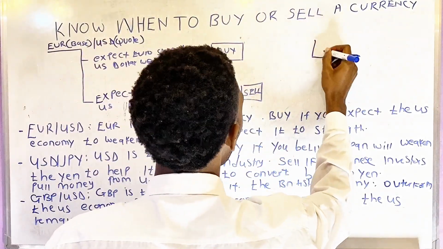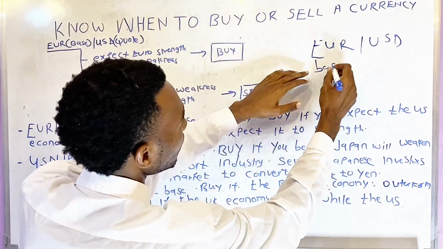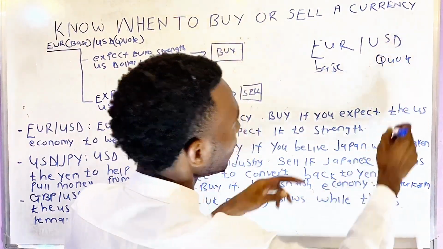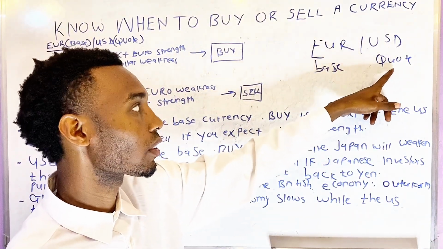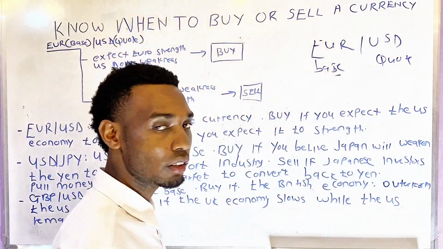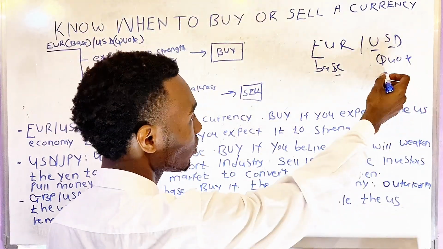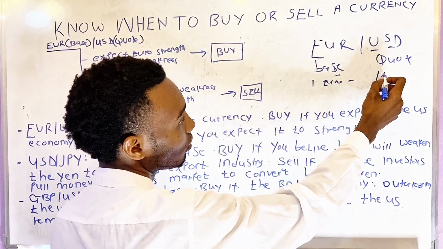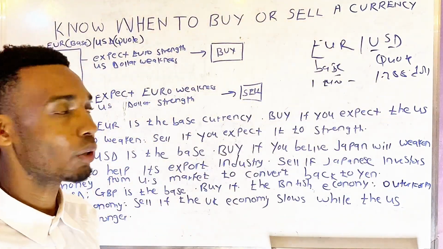Now there is this Euro and USD. This one is the base, and this one is the quote. The base determines the price that you're going to pay when buying. Like we saw in our last video, you see the pricing of this one from one. If you say €1 is equal to maybe $1.288, we saw how you calculate there and how you read the quote.